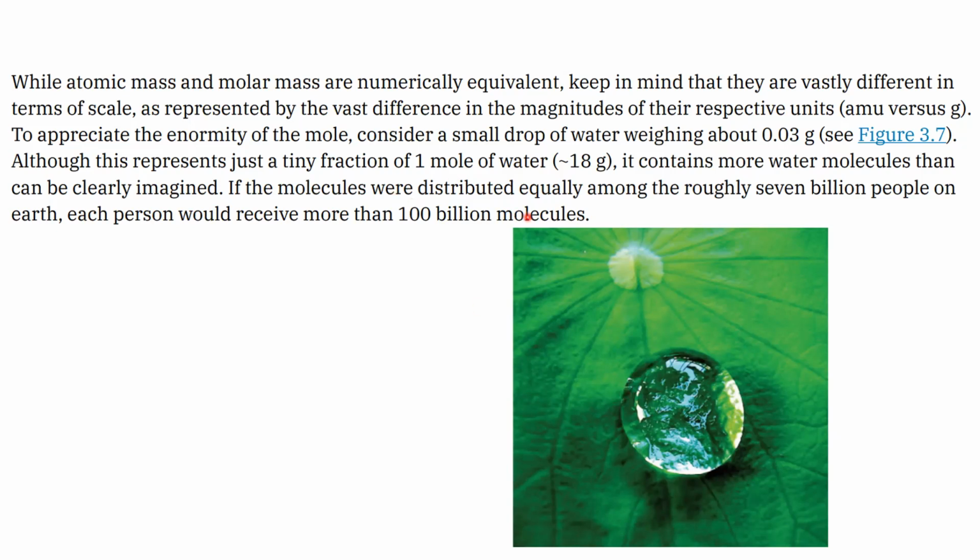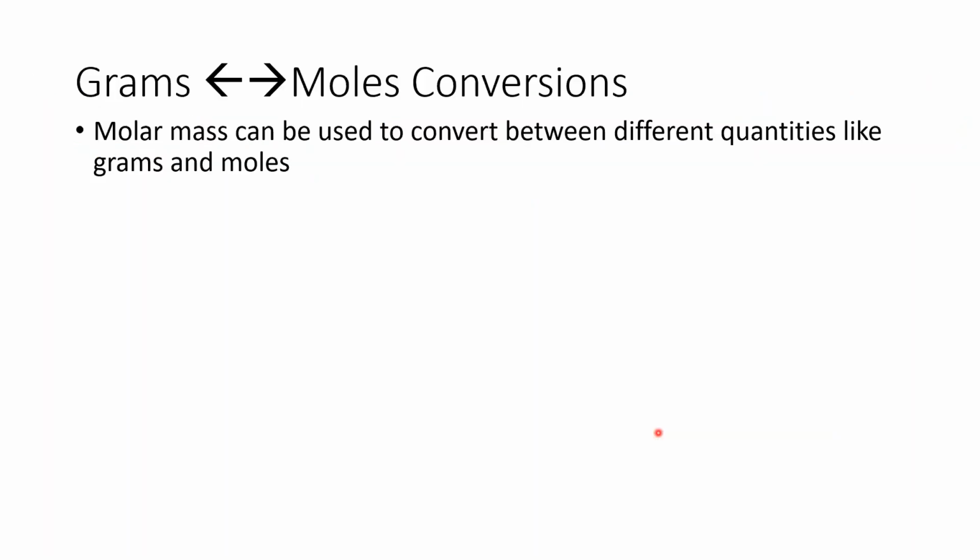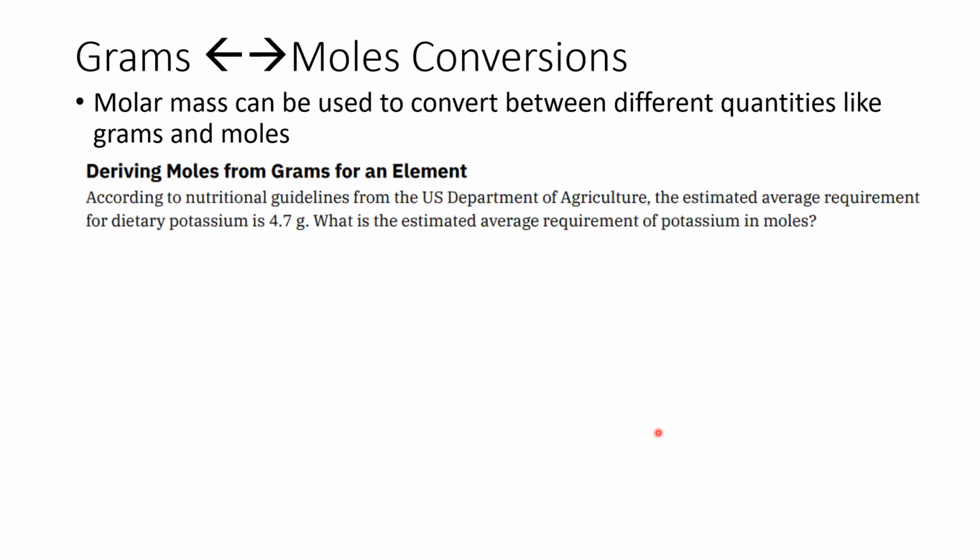So again, these molecules are so tiny. Avogadro's number is so huge that we use the concept of a mole, so we can actually make sense of and understand how much of this sample we have without having to use 10 to the 23rd or something like that in our calculation. So it just simplifies it slightly. And like I said, we're going to be able to use that to convert between grams and moles of these different samples just by using the molar mass.